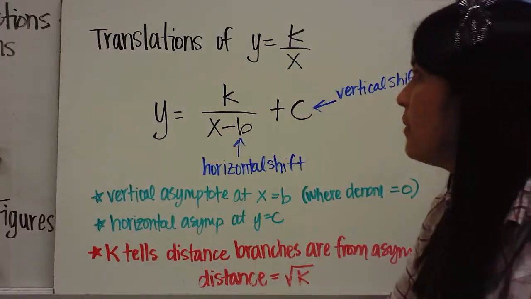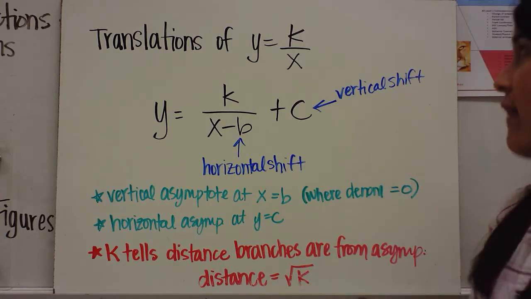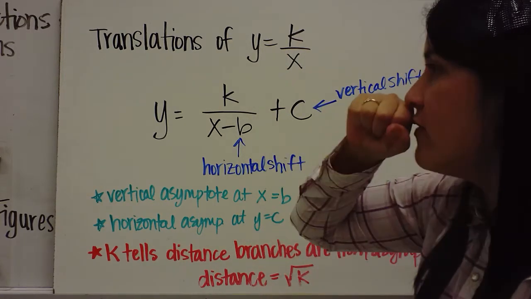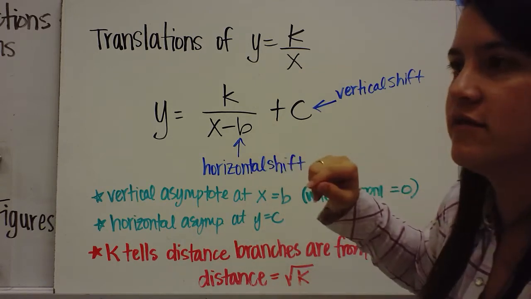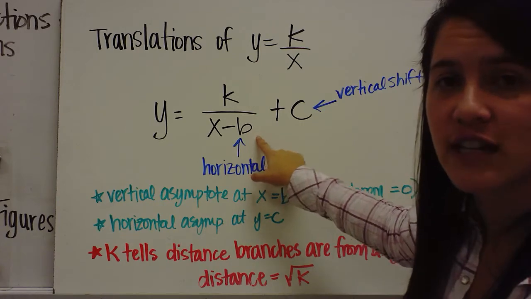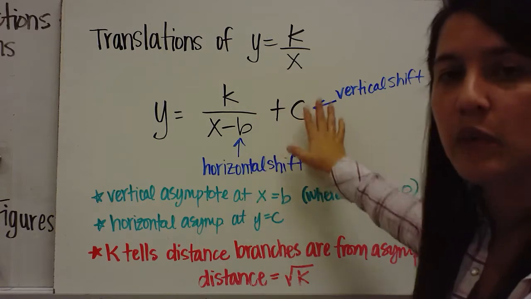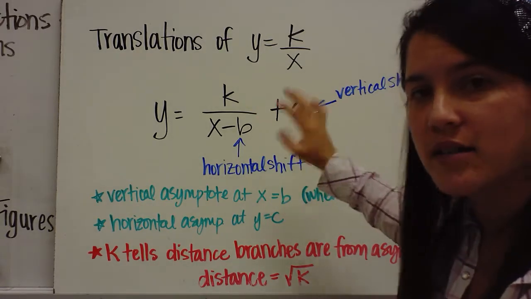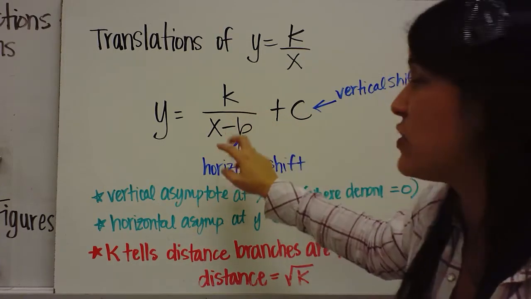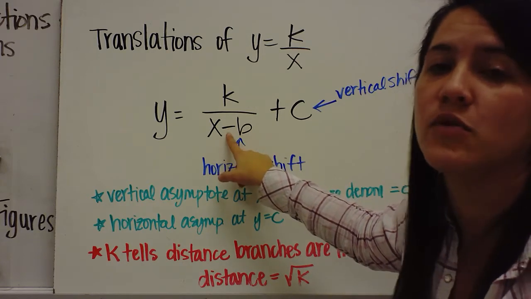And we're going to talk about translating this inverse variation function. So if you have the parent function y equals k over x, to translate it, we're going to have a horizontal translation and a vertical translation. So the vertical is going to be this plus c. Plus means up, minus means down. We got that. This horizontal is going to be that reverse like we're used to. So if it actually says minus b, that means we're going to be shifting right. And if it says plus, that means we're going to be shifting left.